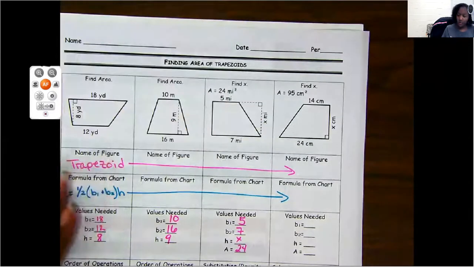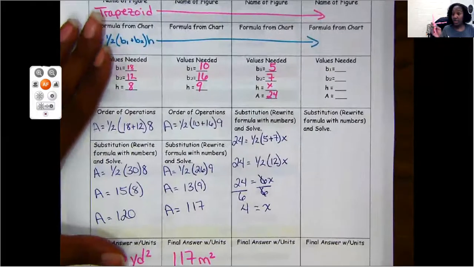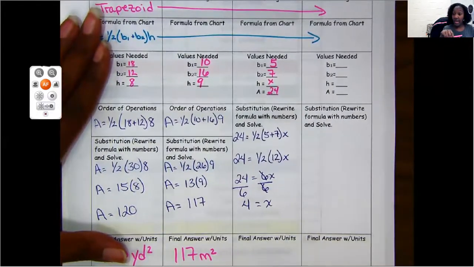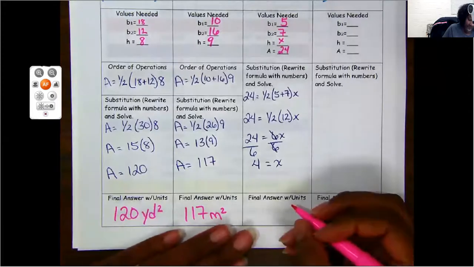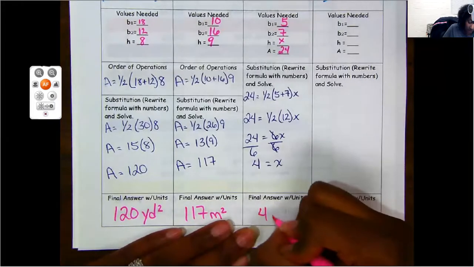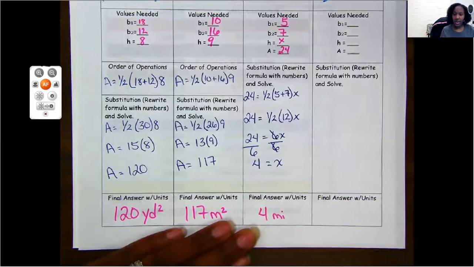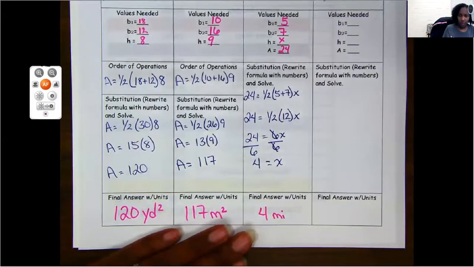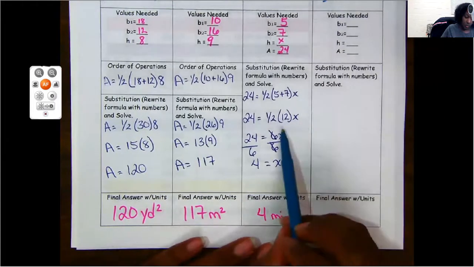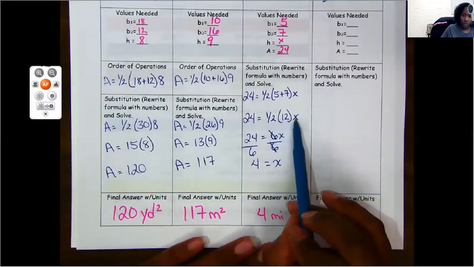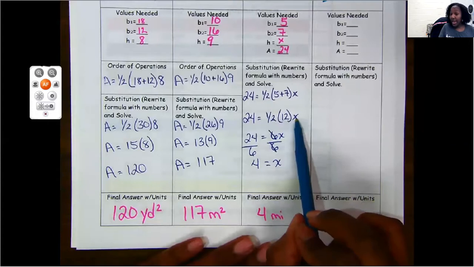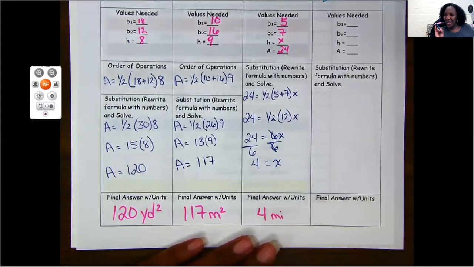miles. Now, we would not put squared here because we didn't look for the area. We already were given the area. We were looking for a missing height. So we just need to put the units, okay? Now, I always tell you to check, so let's make sure that this actually worked out. So right here is where we would insert our 4. 12 times 4 would give me 48, and half of 48 would give me 24. So it works out, okay?